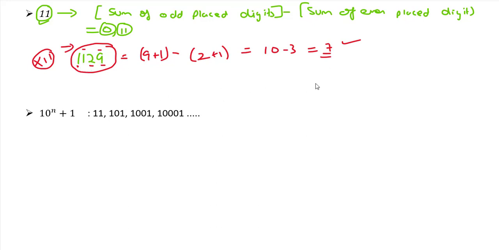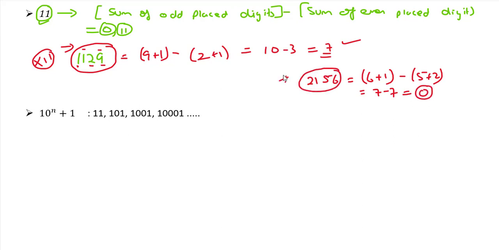If we take another example, let's say 2156. If we take the sum of all the odd place digits and subtract from it the sum of all even place digits, it will be 6 plus 1 minus 5 plus 2, which is 7 minus 7, which comes out to be 0. Hence we can say that this number is divisible by 11. So in this way you can find the remainder when a number is divided by 11, or you can check for divisibility by 11.